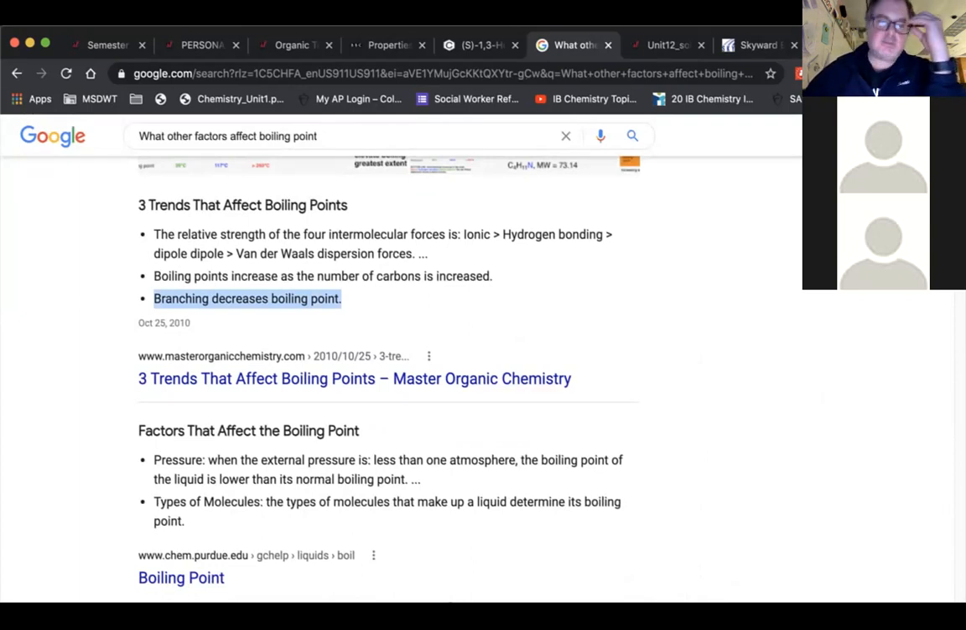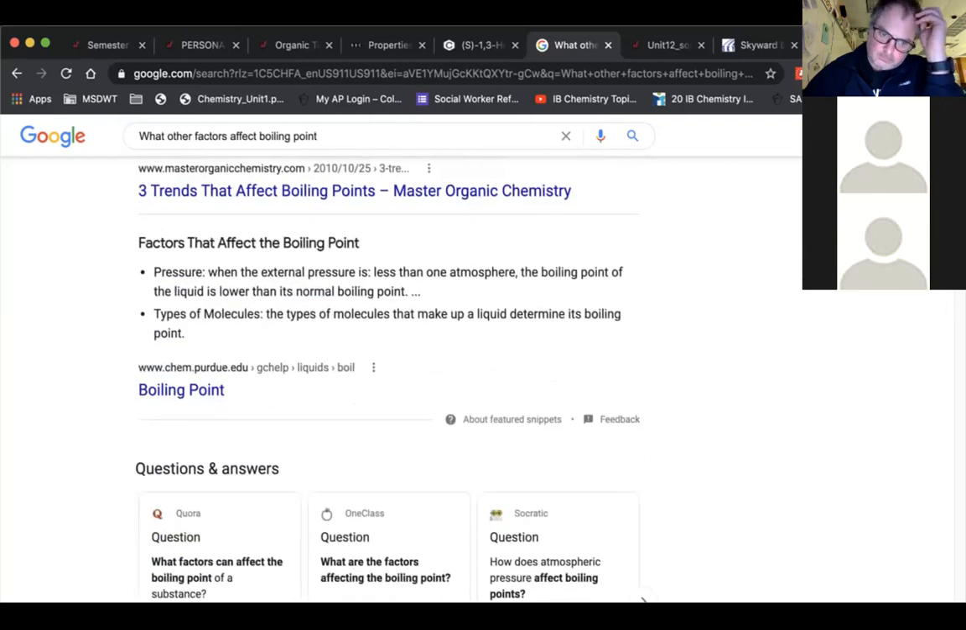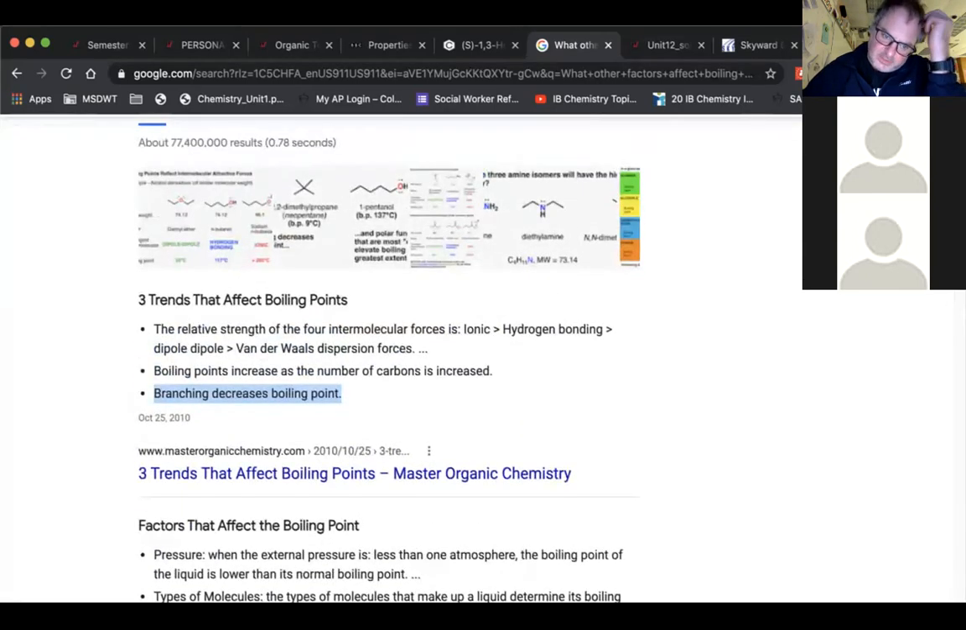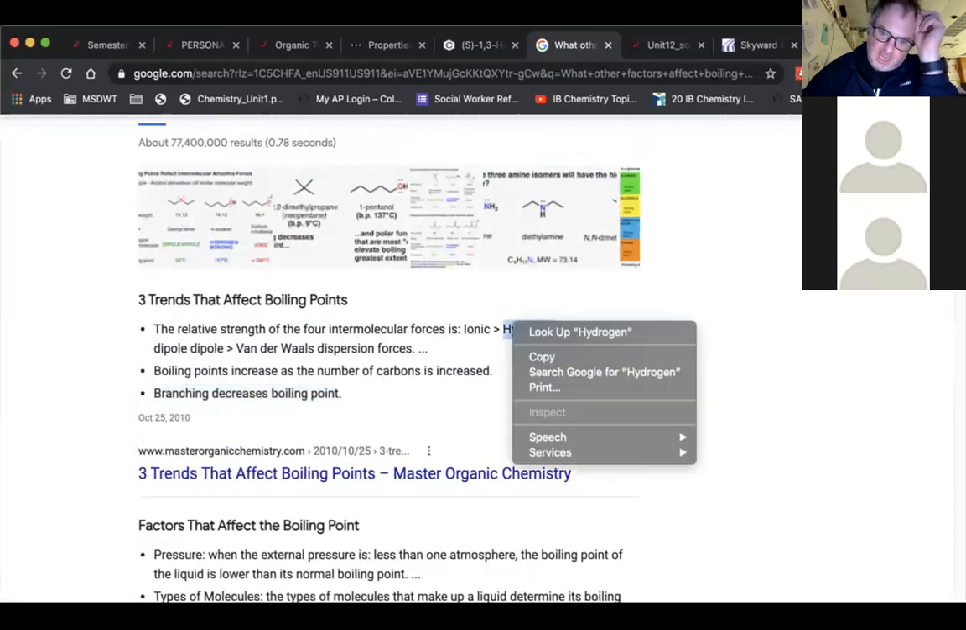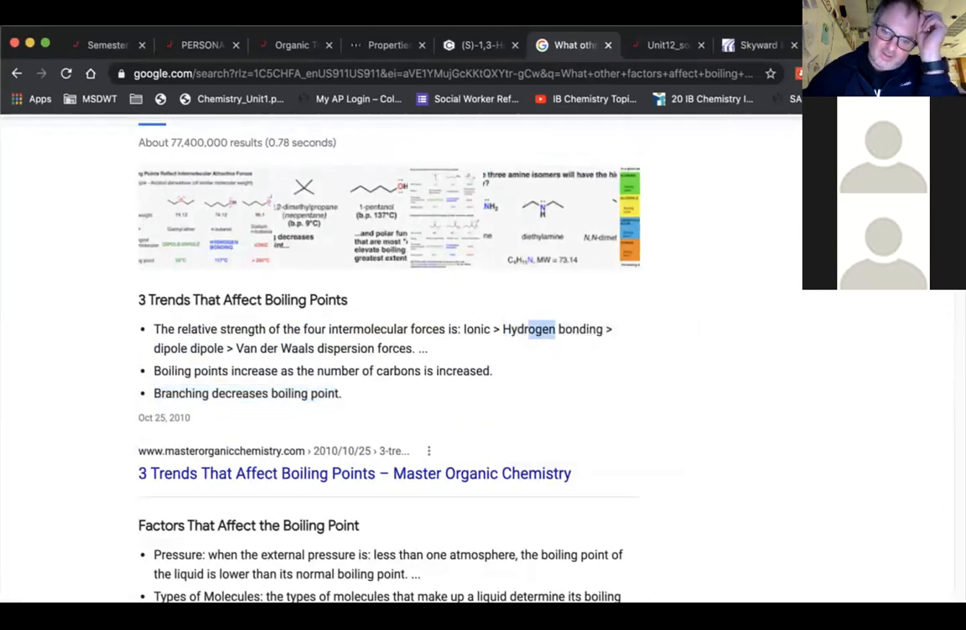So like it says, more branches decreases the boiling point, but it doesn't say 1,3 butane diol versus 1,4 butane diol. Yeah, right. Like that still has the same amount of. So I think what you're saying about branches is that the hydrogen bonding is more effective in a 1,3 versus a 2,4, right? Is that what you're wanting to say?